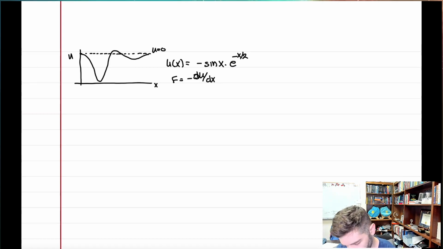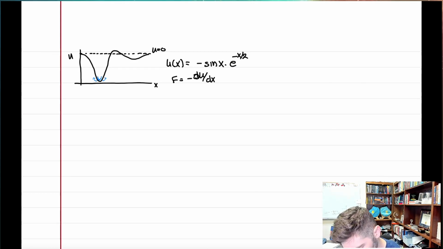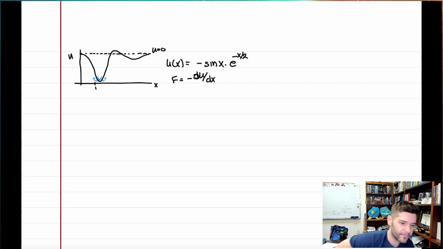But I want to ask myself, if I release an object that's really close to this little dip, you might imagine that it might oscillate back and forth along that valley. One is about here, it's a little bit greater than 1. Is that motion, if I release the object close to that little cavity, simple harmonic motion?